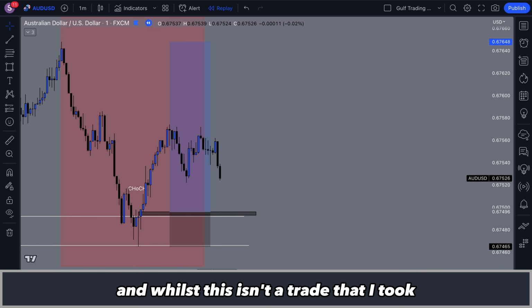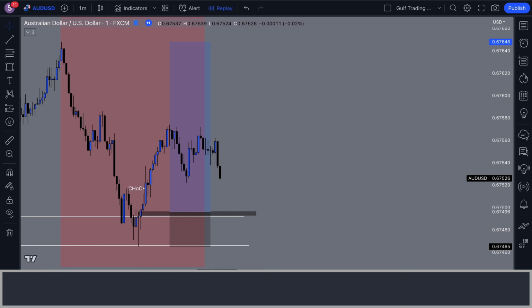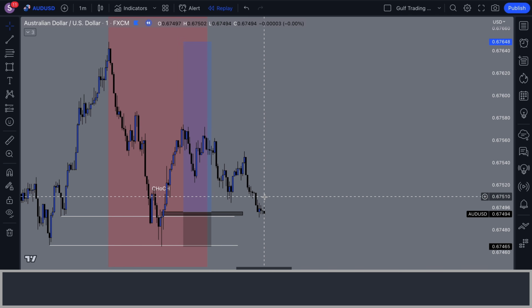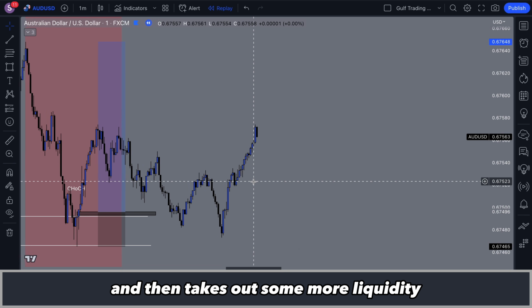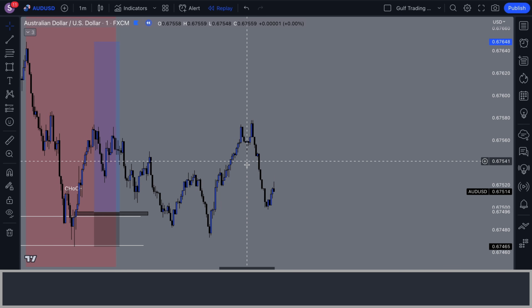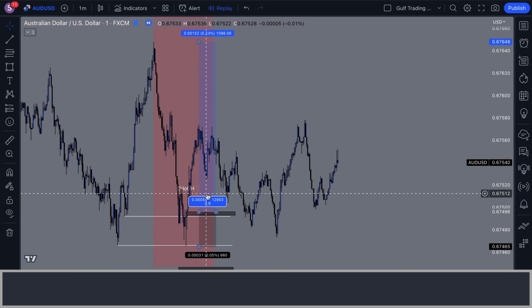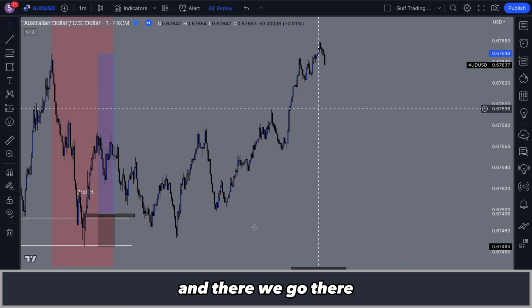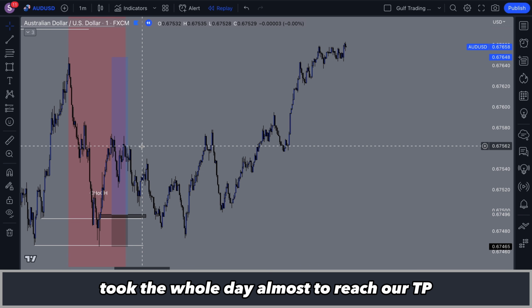Whilst this isn't a trade that I took, it is a trade that follows the rules exactly. So if you start trading a strategy on some pairs, this would be a trade that you would have taken if you followed the rules. But let's just let it play out and see what happens. So you do get triggered, and it comes a bit below the imbalance and then takes out some more liquidity, and we get a change of character. You could have maybe got another entry somewhere from this demand zone, and price is slowly going up, and there we go. There, take profit, hit. It took almost the whole day to reach our take profit, and that's okay.